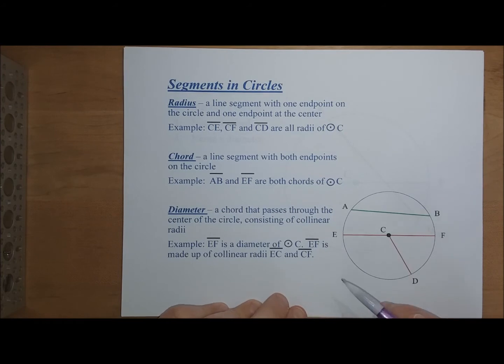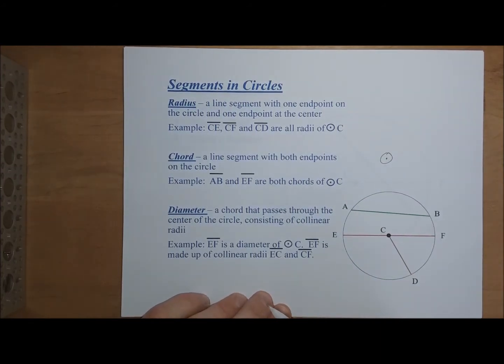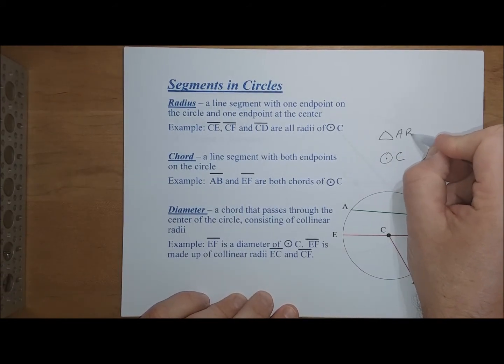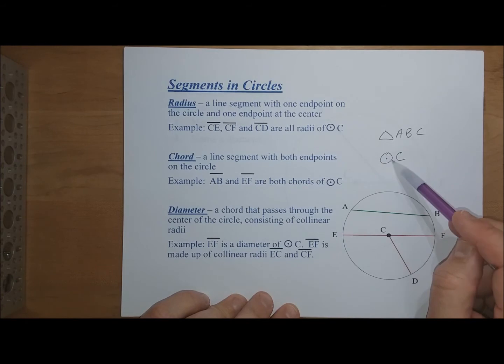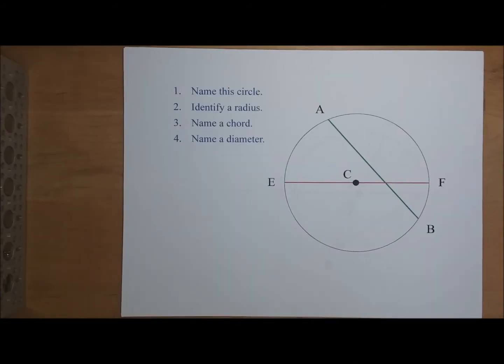And when we refer to circles, we use a symbol. We use this symbol to refer to a circle. And we would name this circle by the point at its center. So we would call this circle C. Just in the same way that we would refer to triangles, like triangle ABC, we refer to the vertices. For a circle, we refer to the center point, and we use that symbol, circle C. All right, let's look at an example.